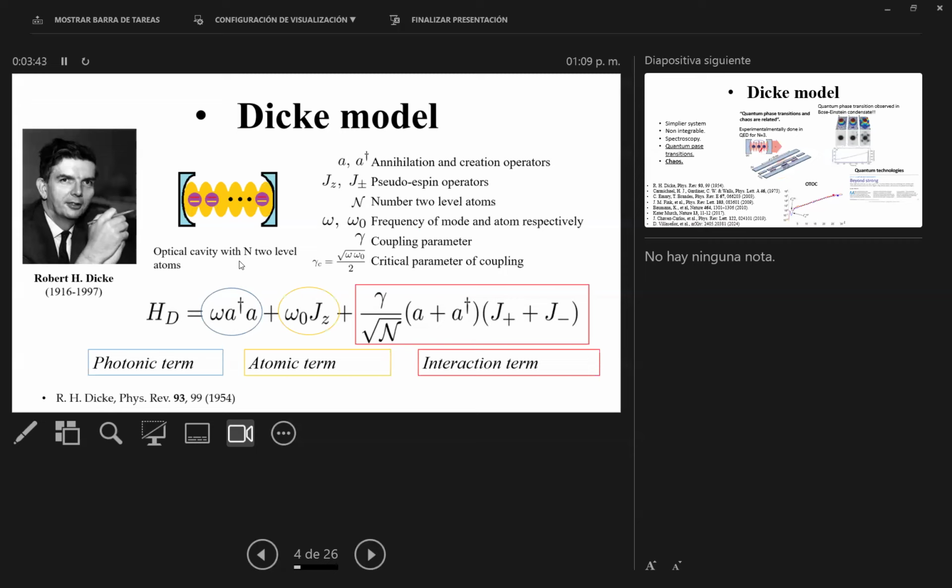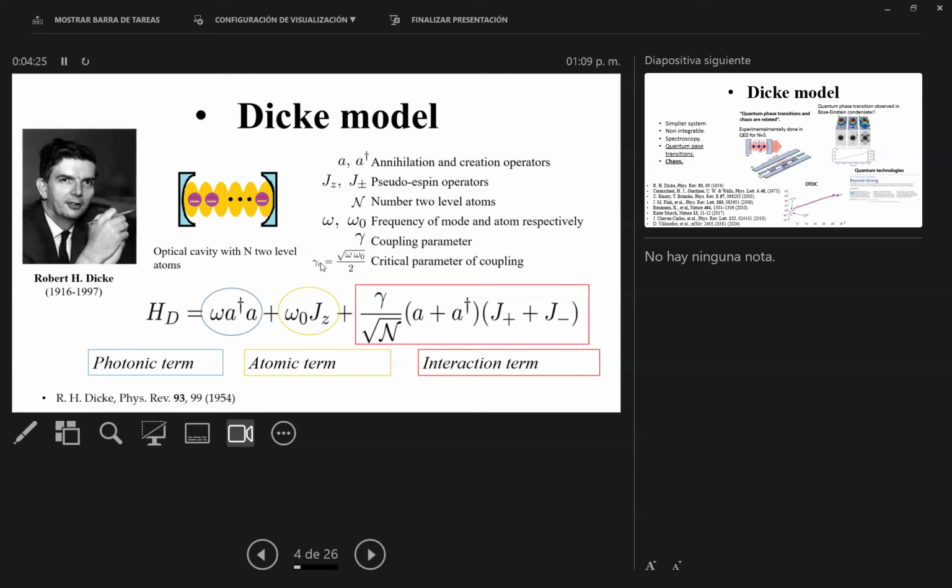And about these parameters and these operators, a and a dagger are the annihilation and creation operators. J z and J plus minus are the pseudo-spin operators. This quantity N is the number of two-level atoms in the system. Omega and omega 0 are basically the frequencies or energy gaps of the photons and the atoms respectively. Gamma plays the role of the coupling, which at the same time is the more important control parameter in our system, because the other two are basically fixed in this kind of studies.